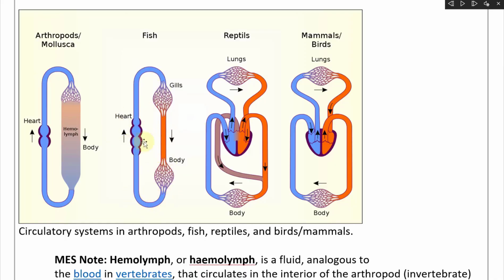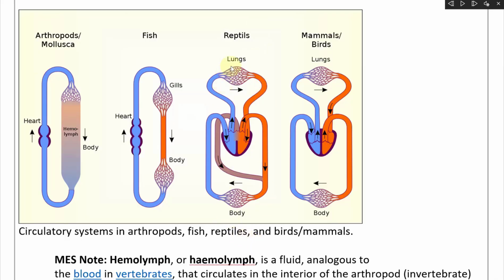This one is representing oxygenated blood. So it goes in there, oxygenates, and goes over there. This one is interesting, it does not show much oxygen there, if any, in this circulation system. So reptiles. I think this is a typo, it should be reptiles, so there's an E there.